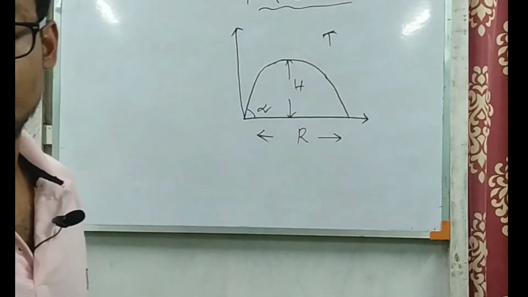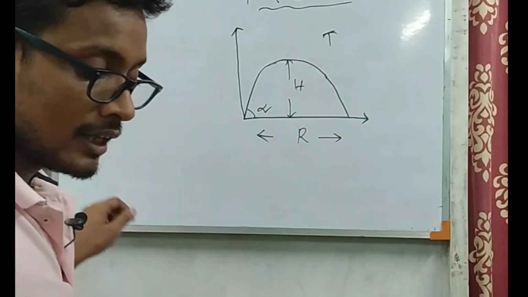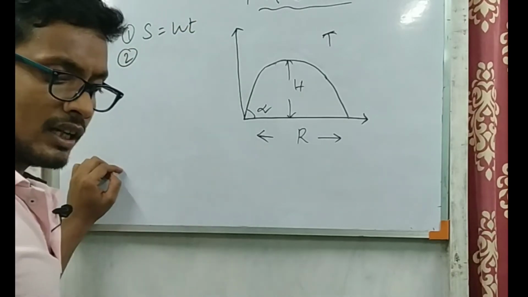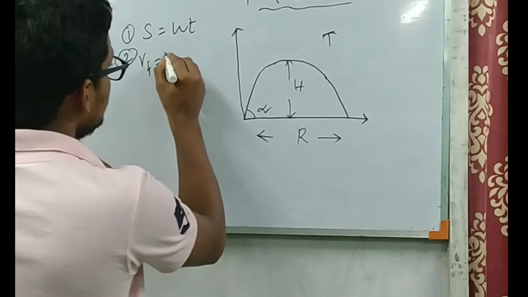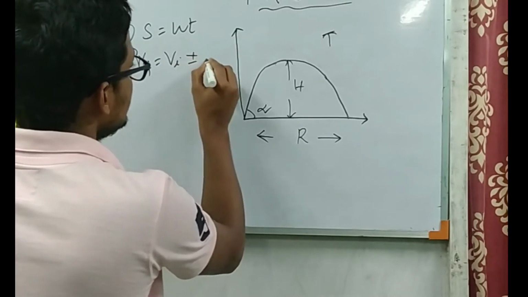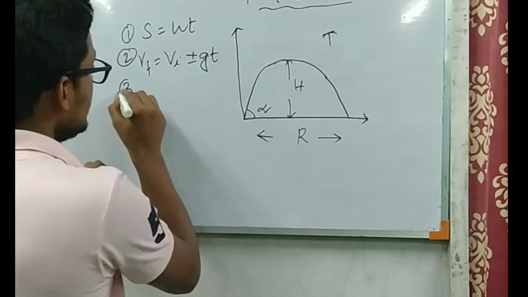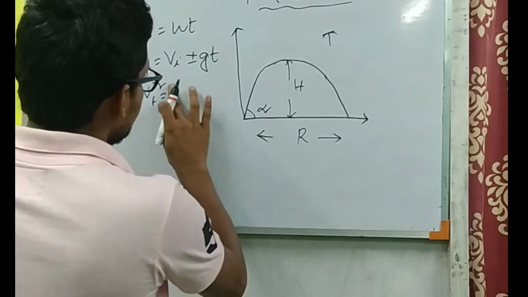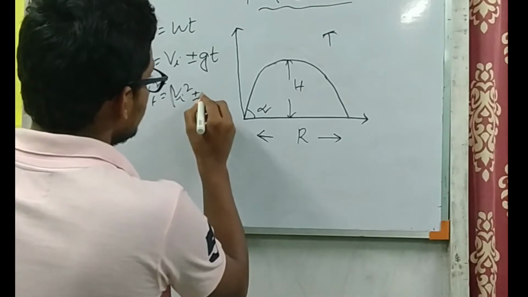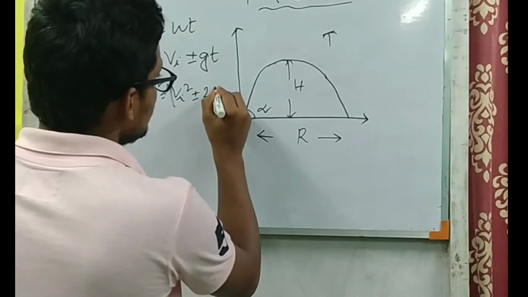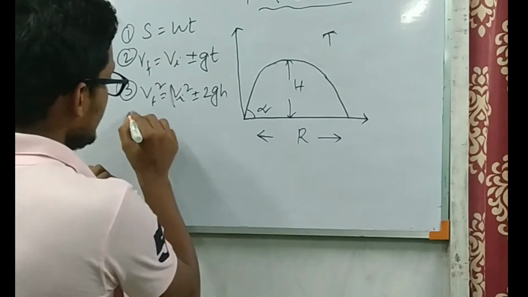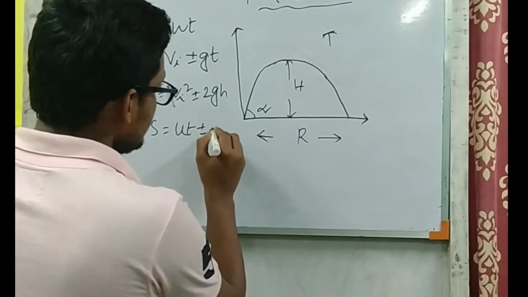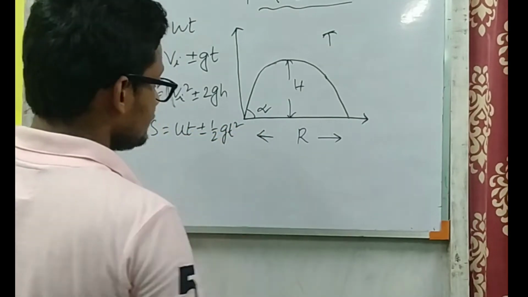Number 1, S is equal to ut. Number 2, Vf, where Vf is the final velocity, is equal to Vi, the initial velocity, plus or minus gt. Number 3, V final square is equal to V initial square plus or minus 2gh. And finally we have the distance S equal to ut plus or minus half of gt square.